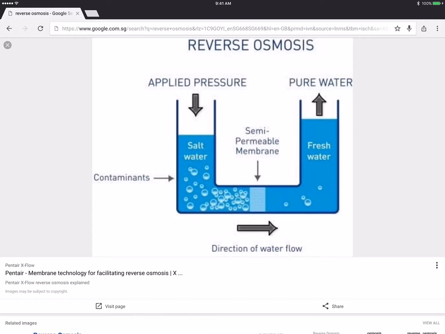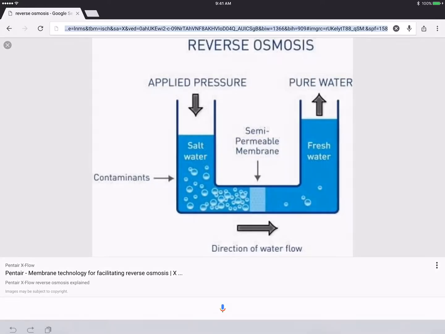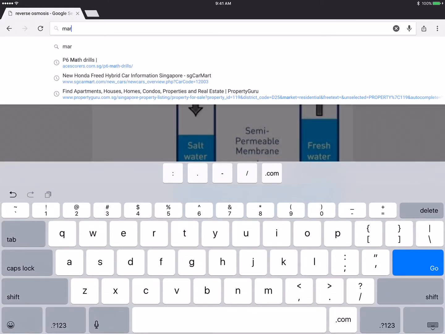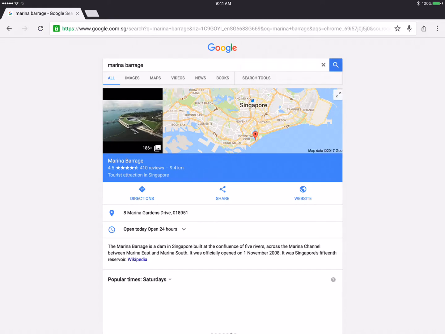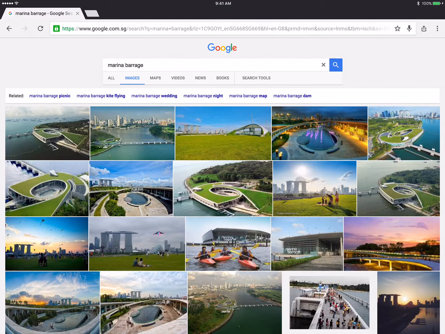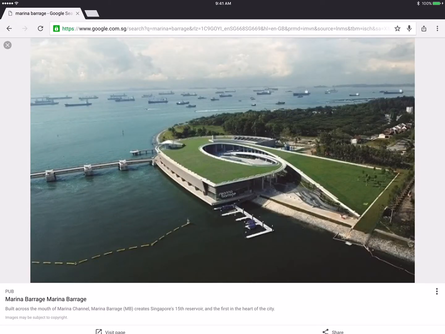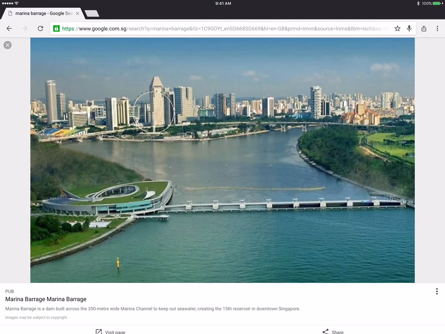Reverse osmosis, at the Marina Barrage. You know what the Marina Barrage is? You don't know? This is Singapore, this one, the Marina Barrage. It's open to the public, free, you can go. This is a flyer of the Marina Barrage. They built this, so this becomes another reservoir.